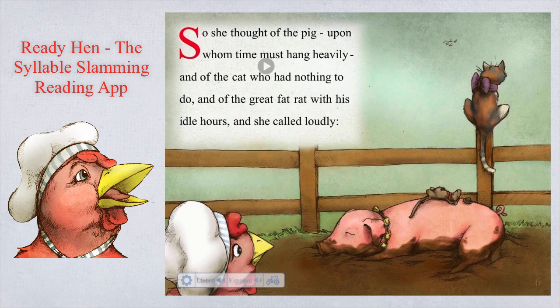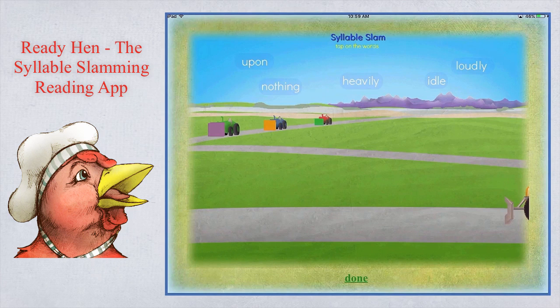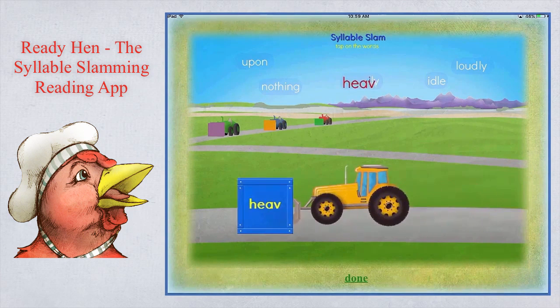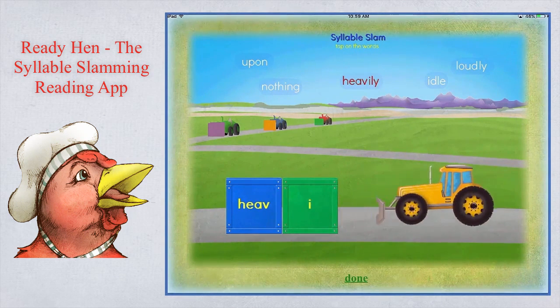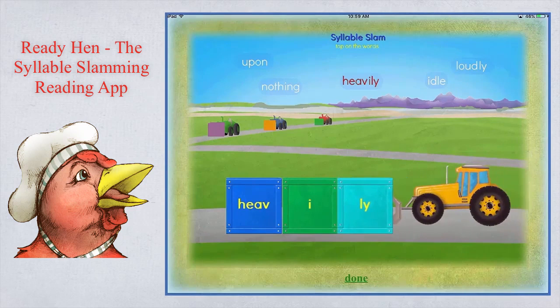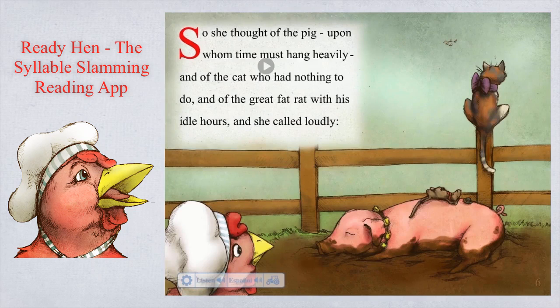Now, for the syllable slam. Tap on the tractor to bring up the syllable slam. Tap on a word to see the action. Heavily. Have. Lee. Tap on done to get back to the main screen.